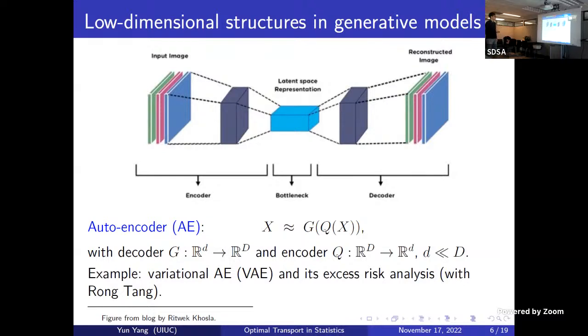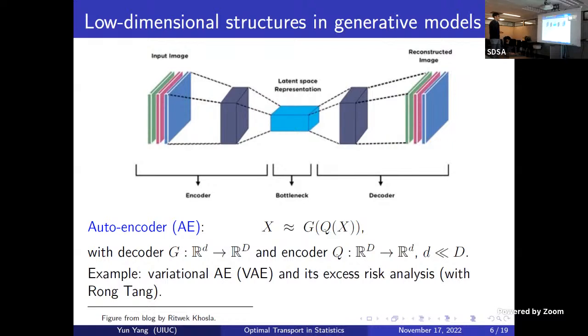To make this idea implementable, there's one class of methods in the literature called autoencoder. The idea is very simple. We first find some encoder, which we denote by G. It maps from the original, high dimensional space, say an image, to a smaller dimensional space, from R^D to R^d, where we think the latent space is much, much smaller than the dimension of the original space. Then you can think about this as a huge data compression into a small number of features.